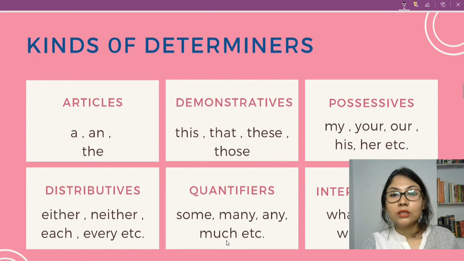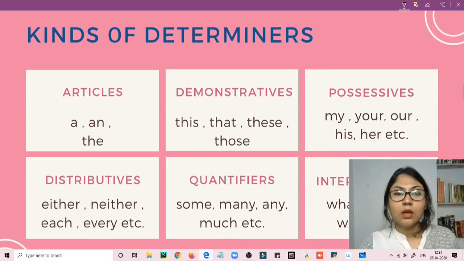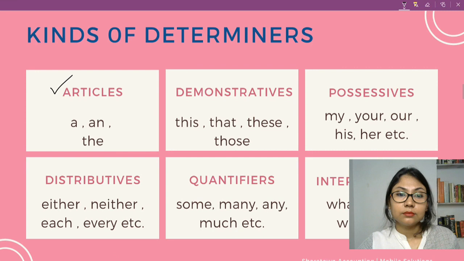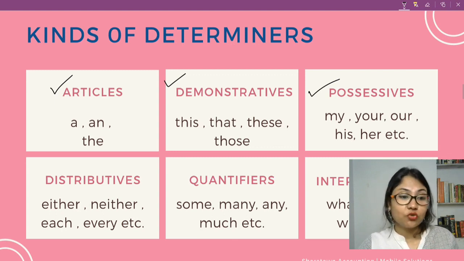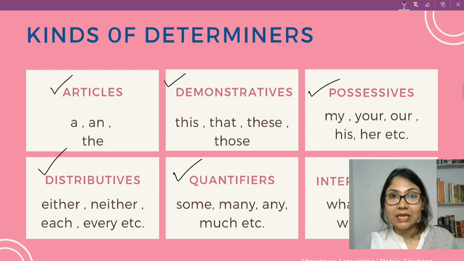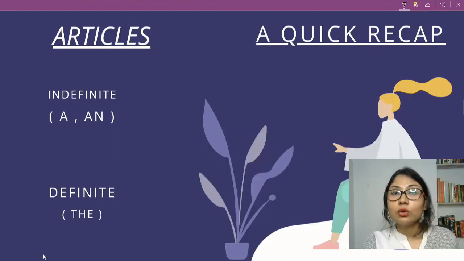Now what are the kinds of determiners that we have? Articles, a and the; demonstratives, this, that, these, those; possessives, my, your, our, his, her, etc. Distributives, either, neither, each, every, etc. Quantifiers, some, many, any, much, etc. And interrogatives, what, which, whose, etc. Today we are going to have a discussion on the articles.